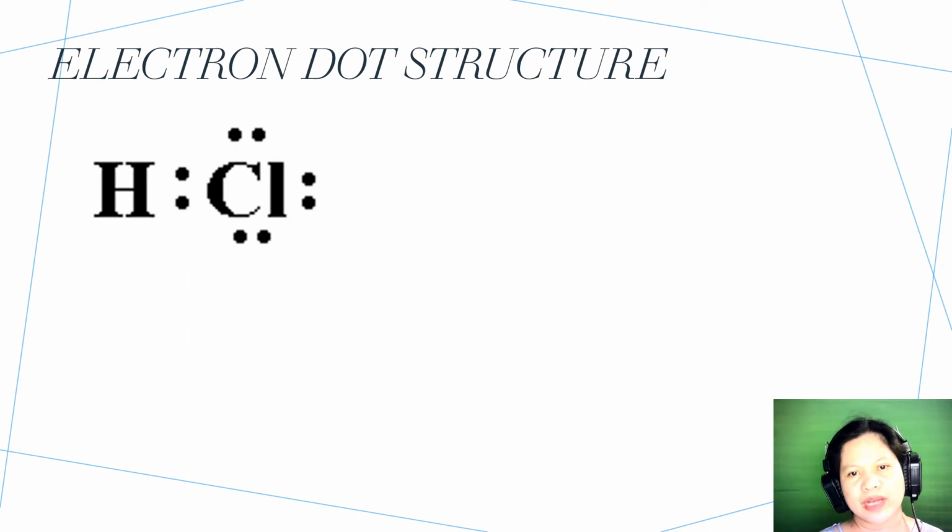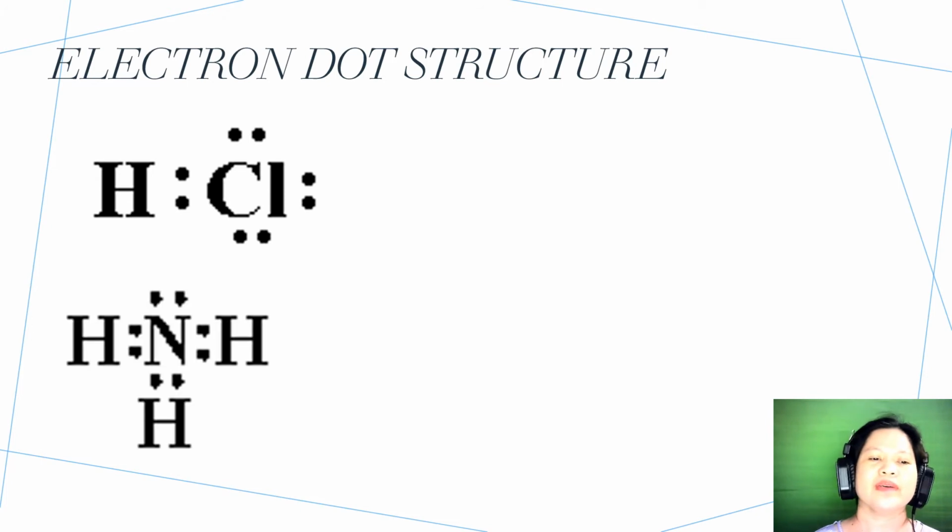What about the electron dot structure? How do we know that there is only a single bond? For example, hydrochloric acid. Hydrogen has one electron, while chlorine has 7 electrons. So what they will be sharing is 1 electron of chlorine and the other electron of hydrogen. So therefore, the bond is a single bond. Okay, next example.